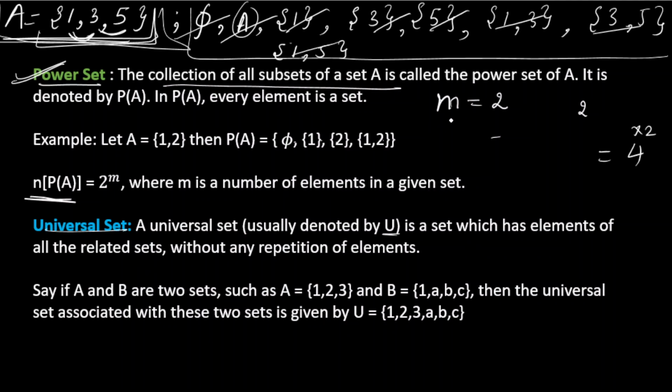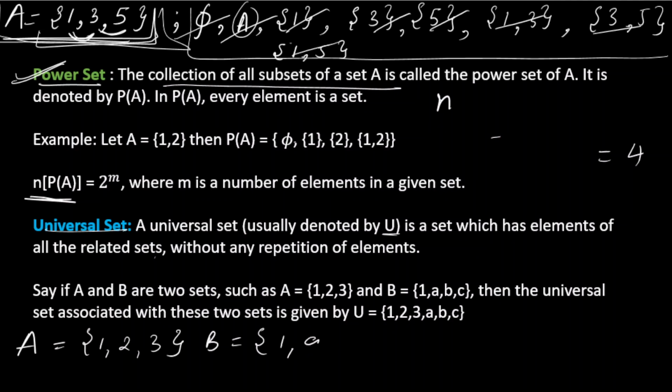So with capital U we always write it. It's a set which has elements of all the related sets without any repetition of elements. So what is the meaning of this? One example I have given here. I have given one set. Set A is there. So A is 1, 2, 3, and I have another set B also. B is 1, a, b, c.